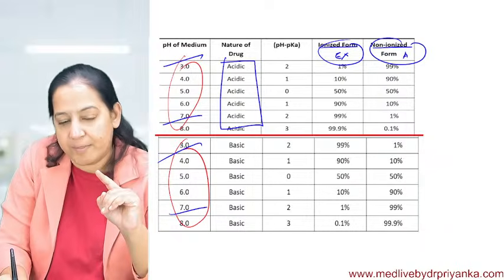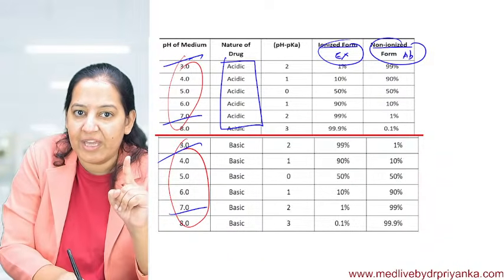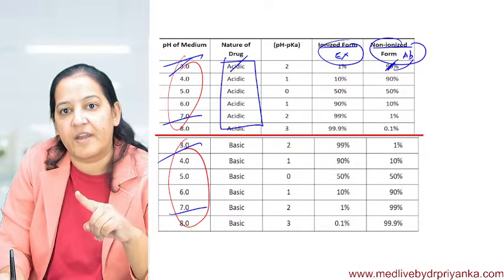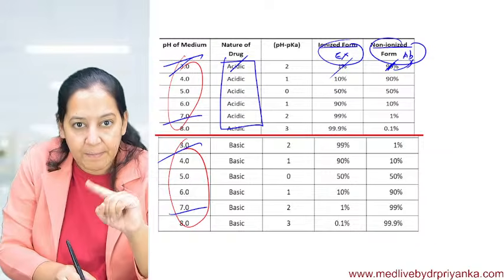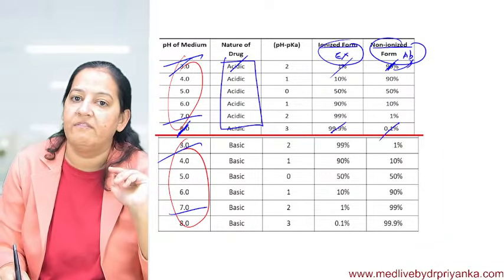And the unionized form gets absorbed. The body retains the unionized form. So when the pH is 3, the acidic drug is 99% unionized and gets absorbed. Only 1% is excreted. When the pH is 8, 99% is ionized. That is excreted. Only 1% is absorbed.